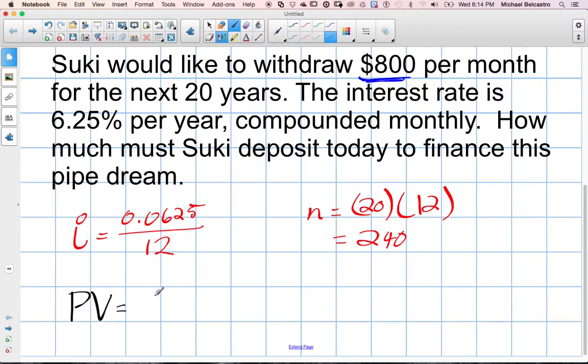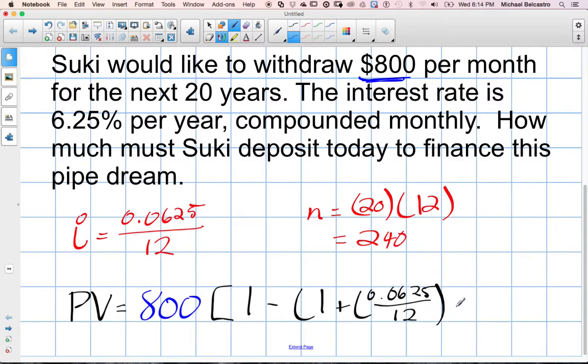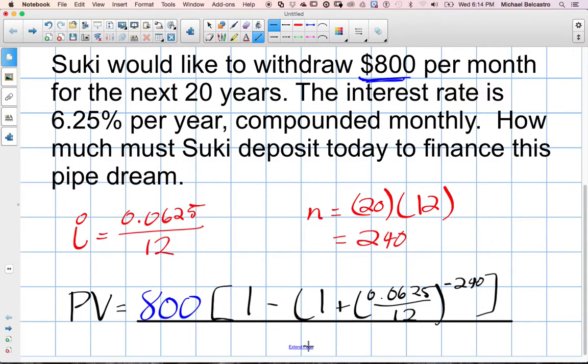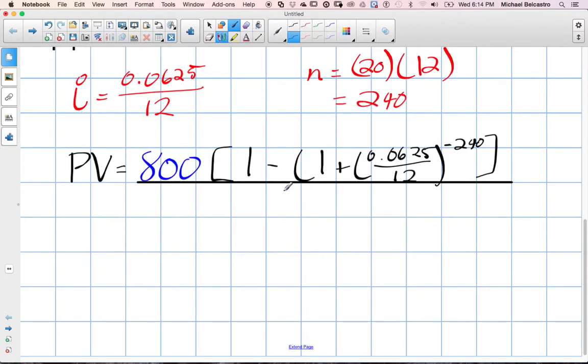Regular payments are the $800 that this person would like to take out every single month. We take 1, subtract 1 plus this fraction, 0.0625 divided by 12. All of that is to the power of negative 240. And then the entire thing is divided by that same fraction again, 0.0625 divided by 12. If you don't like using fractions, just convert both of these that we've just highlighted to decimals, and you can work with the decimal form.